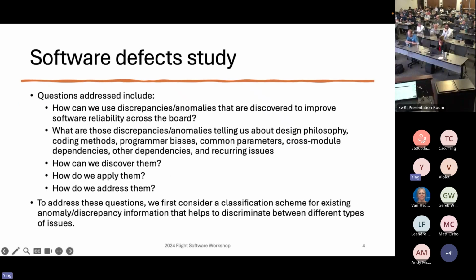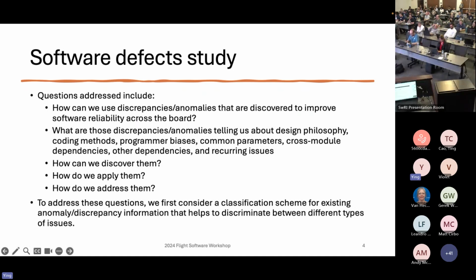As I mentioned before, one of the empirical software engineering study areas is defect study. Those are the questions we'd like to address in our studies. For example, how can we use the discrepancies and anomalies that we discovered to improve the overall quality and reliability across the board? What are those discrepancies and anomalies telling us about our design philosophy, coding methods, programmers' biases, common parameters and cross-module dependence, all these types of patterns that we see? And how can we discover and address them early to be more effective?